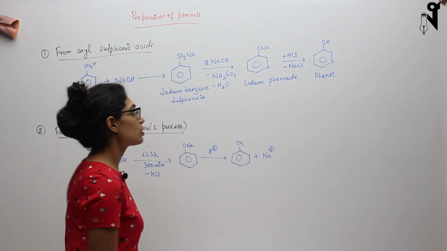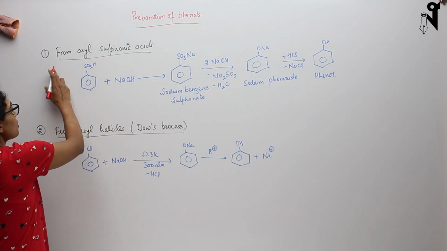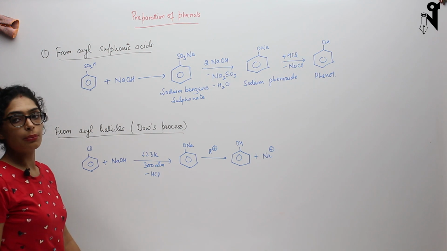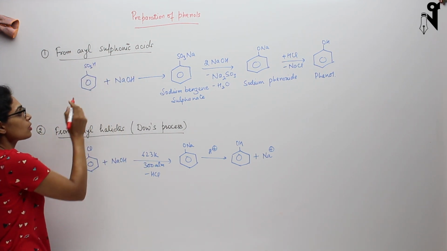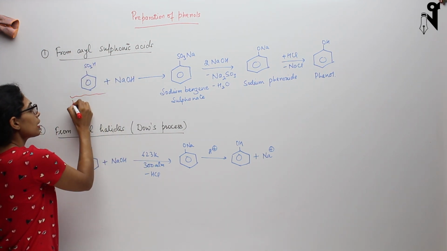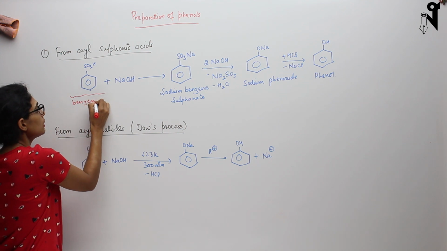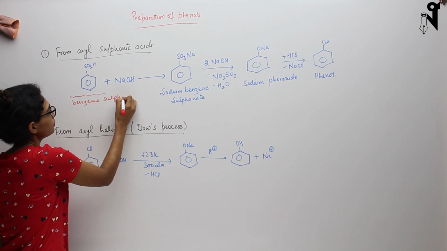So now we'll do preparation of phenols. First preparation is from aryl sulfonic acids. Aryl means benzene, and sulfonic acid will be attached to it. So this is my aryl sulfonic acid. This can also be written as benzene sulfonic acid.